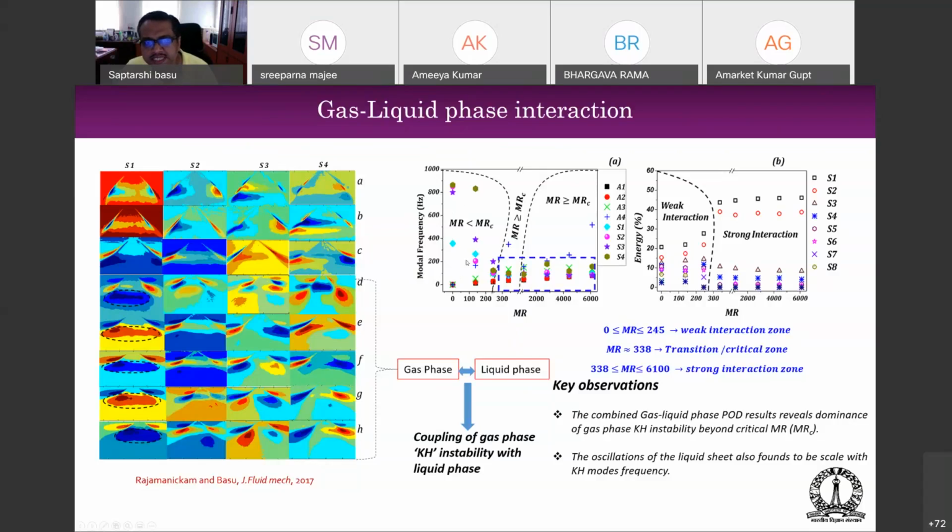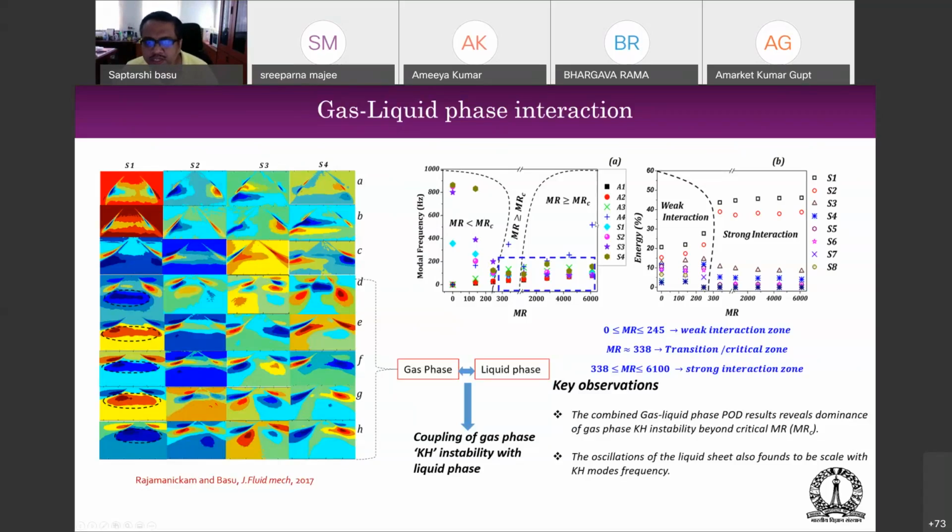That means they are not the same. However, as you go on increasing the momentum ratio beyond a certain point, which we call the critical or the transition zone, all the frequencies actually merge right on top of each other. So if we call this region the weakly interacting flow, that means MR less than MRC, you will find that the liquid phase is almost oblivious that there is a gas flow at all associated with it.